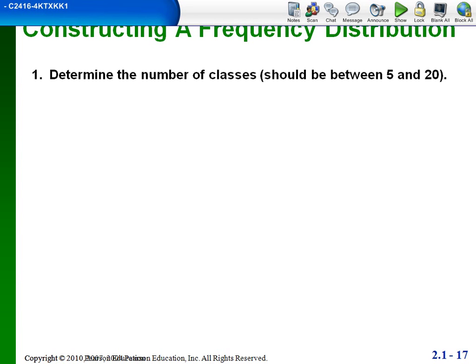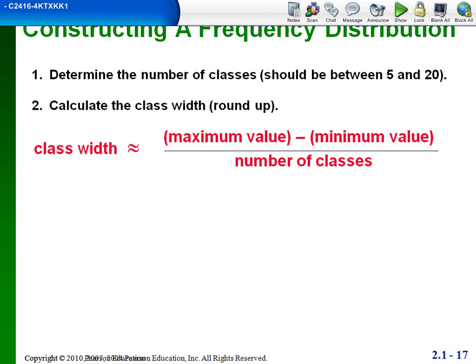But basically, what you want to do is, first of all, determine the number of classes. Like I said, that's going to be given. You won't have to do that. Okay, the next thing is we want to calculate the class width. Now remember I told you that you have sequential limits? Well, this is with raw data.